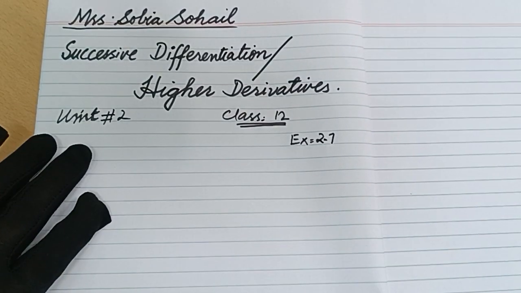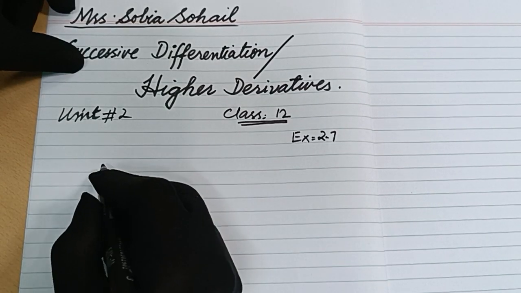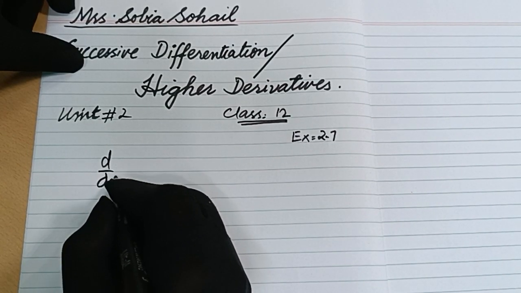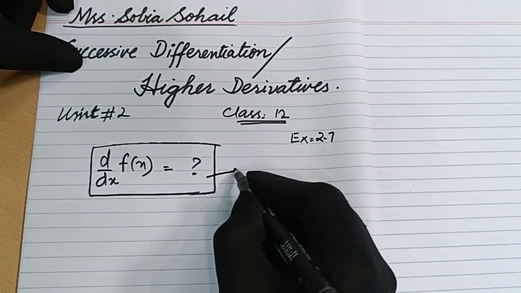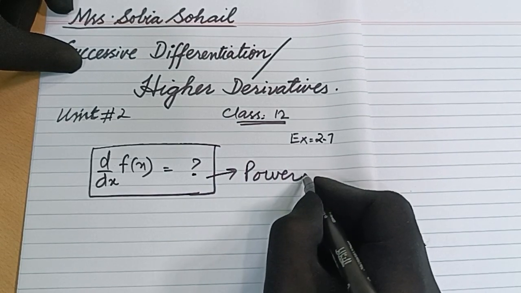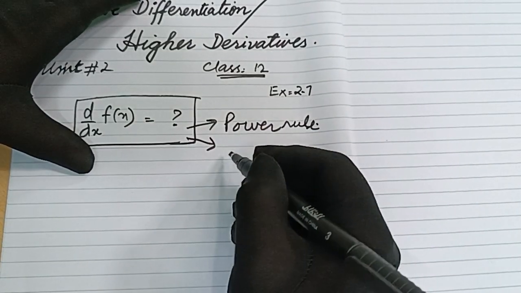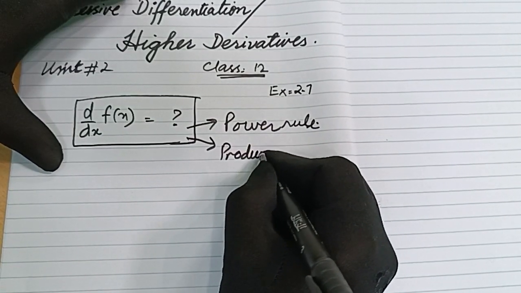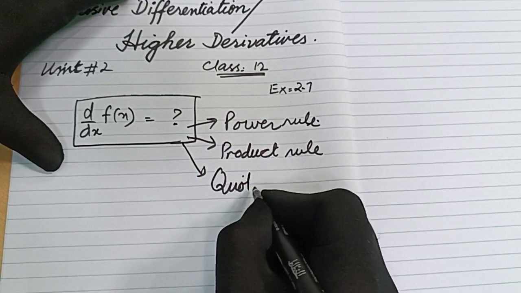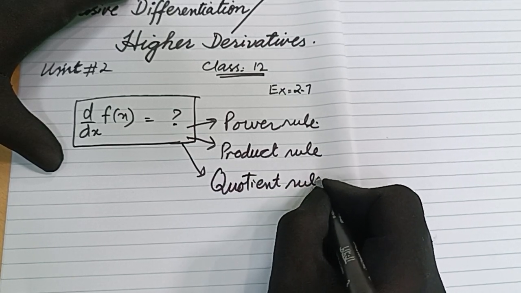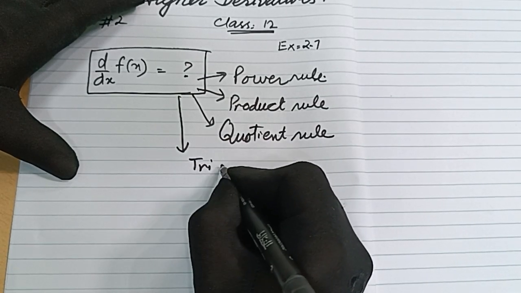For taking the higher derivative or successive differentiation, one thing you must be clear about is how to find the derivative of a function properly. Now you must know about the power rule for differentiation, the product rule for differentiation, the quotient rule for differentiation, and the trigonometric functions.